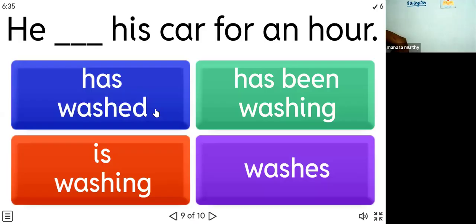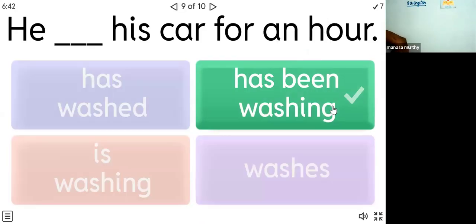He dash his car for an hour. Has been washing. Perfect. Perfect continuous.